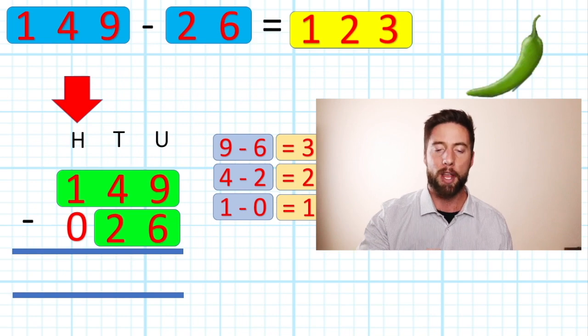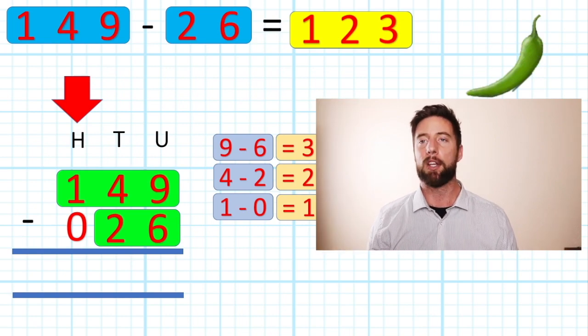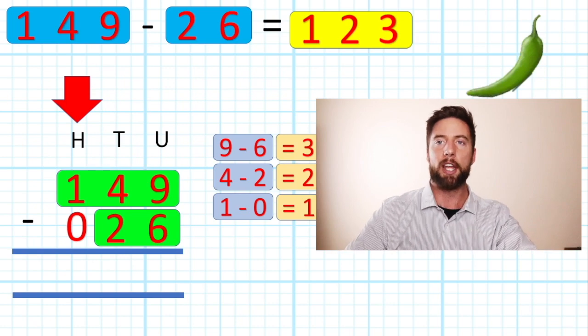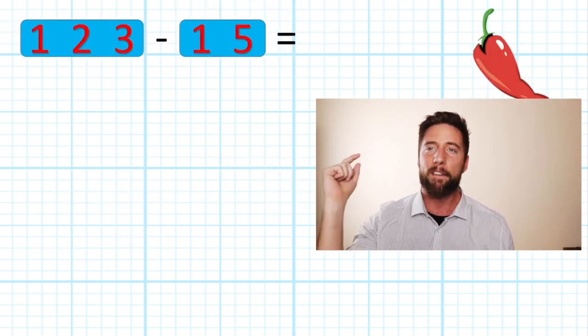Okay, don't forget to always pull your answer up to your number sentence to complete your question. Boom! Green chili challenge complete. Let's move on to red chili challenge. Red chili challenge. 123 subtract 15.